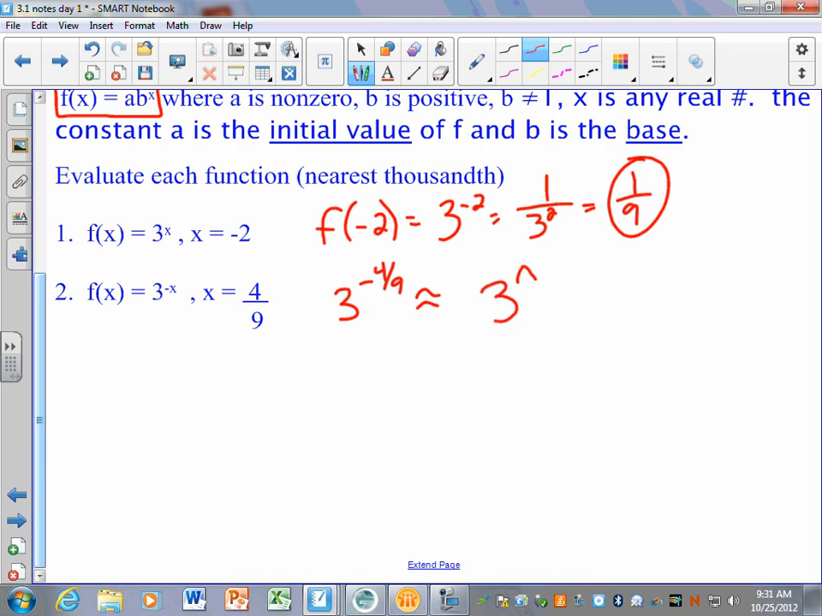Here's where it's really important. On my calculators, at least, you have to put that whole negative 4/9 in the exponent. If you just type 3 caret negative 4 divided by 9, you're not going to get the right answer, because your calculator is going to take it to the negative 4, and then divide the whole thing by 9. So you have to make sure that you put that exponent in parentheses. If you don't, you're not going to get the right answer.